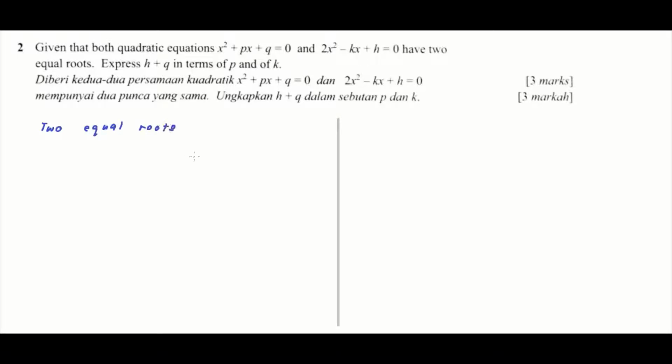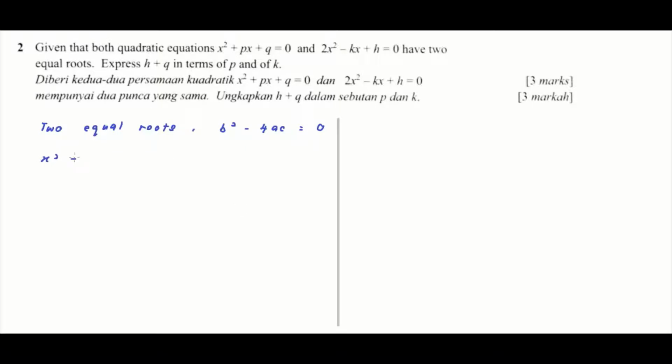Yeah, so as long as you see the words like two equal roots, two distinct roots, or no real roots, then you should be able to relate to the concept of the discriminant, which is b squared minus 4ac. Okay, so in this case, it's going to be equal roots, so that's why it's equal to 0. Okay, so we are going to form two different expressions. So let's start with the first one.